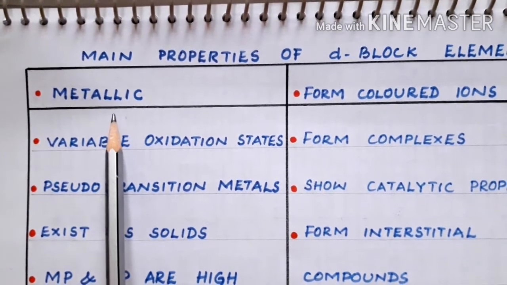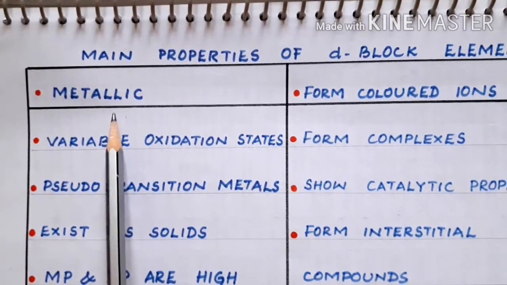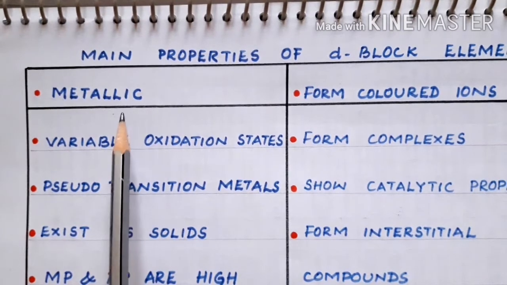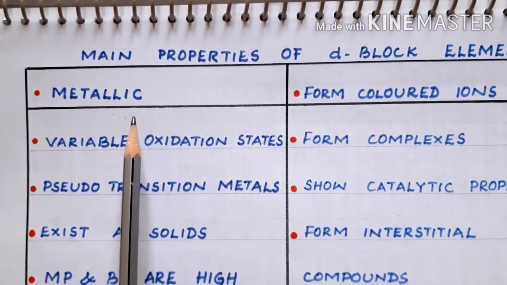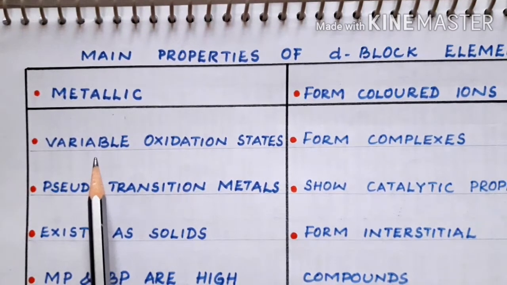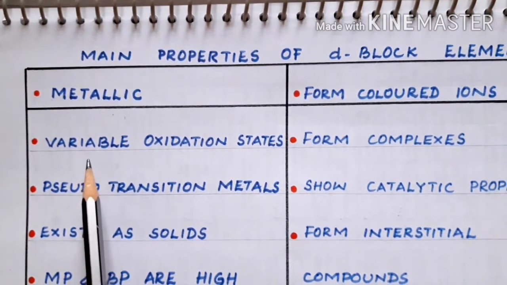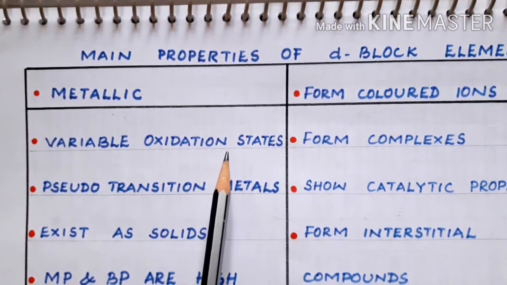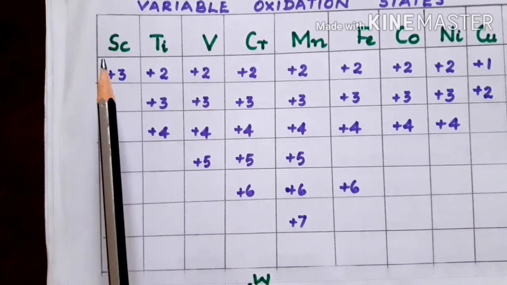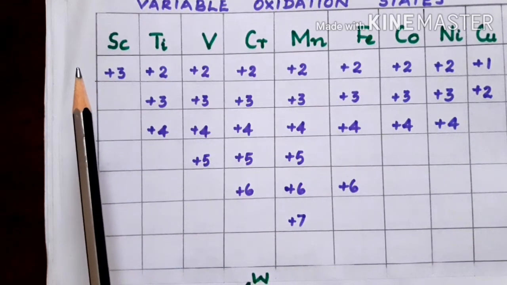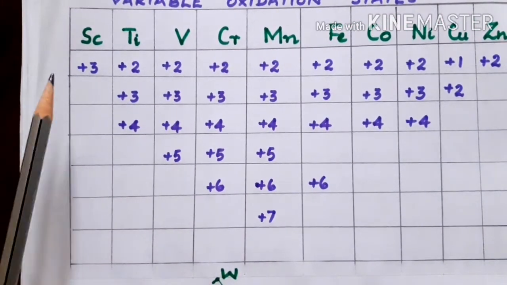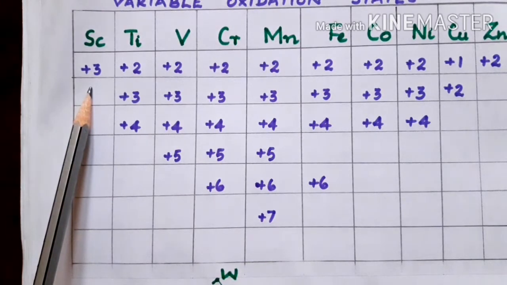That means they show the properties called malleability, ductility, shiny appearance, sonorous nature, and they are good conductors of heat and electricity. In addition to that, the most important point shown by D block elements is that they can show variable oxidation states. If you check the 3D series, you find that a variety of oxidation states are shown by these elements. The starting element scandium shows only one oxidation state, plus 3.